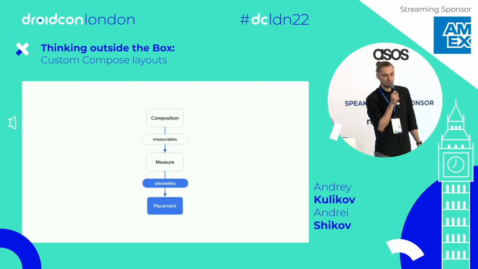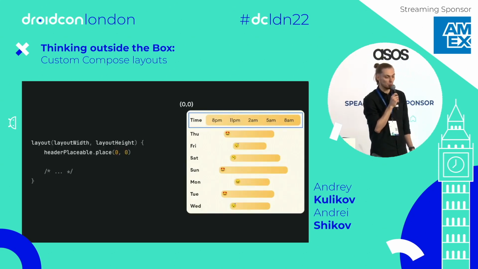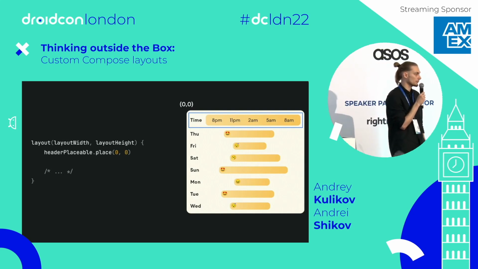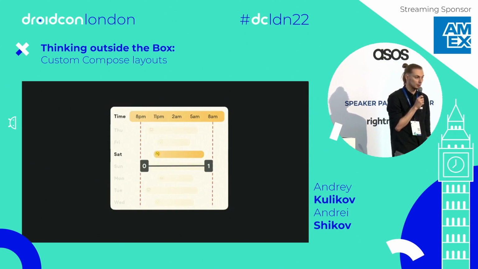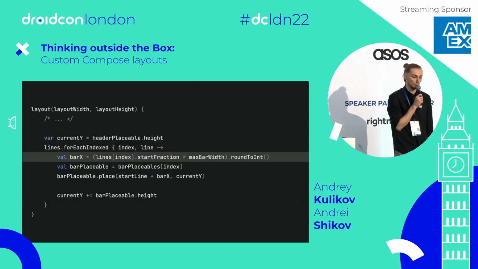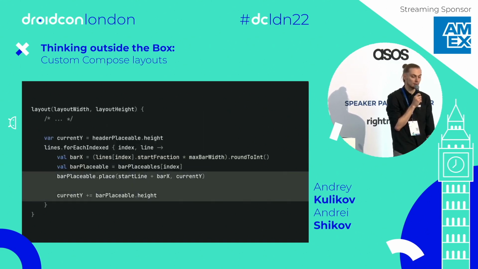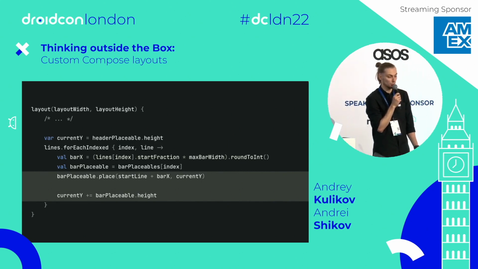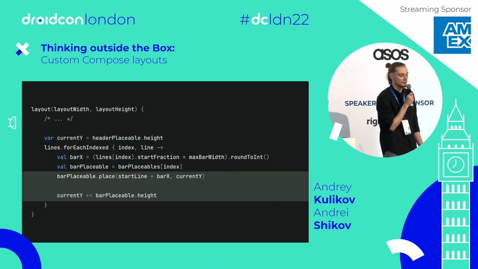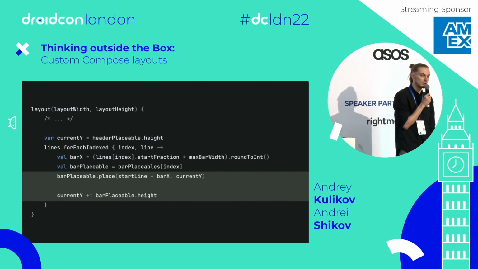Now we can proceed to placement. Here we will place our placeables. First, the header is always in the top left corner. Basically, it's 0 and 0. Then for the bar, here we again will use our fractions. The start fraction is where we need to position it. That's what we do here, and we add the start line, and basically we call place on the placeable. Note that we do it in a loop, that's why we also adjust current y, so the next line is positioned below the current one.